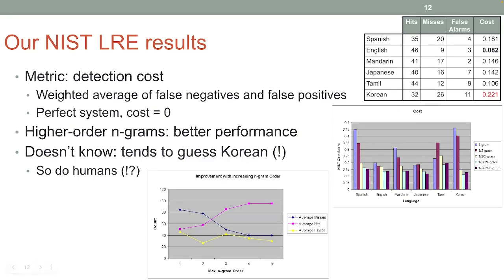And there's a study that showed that this is also the case with humans, that for some reason humans had a preference to guess Korean if they didn't know what the language was. So it's kind of interesting that it follows what humans do. The system followed what humans do when it wasn't sure.